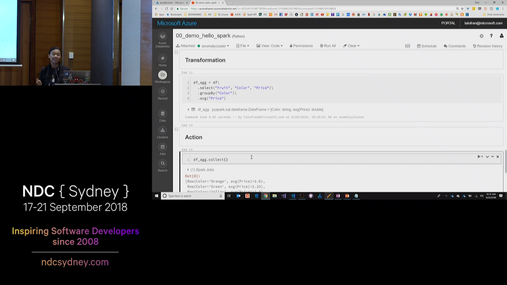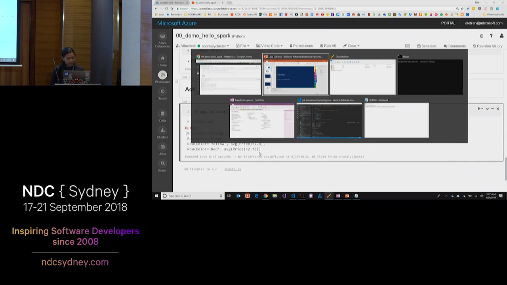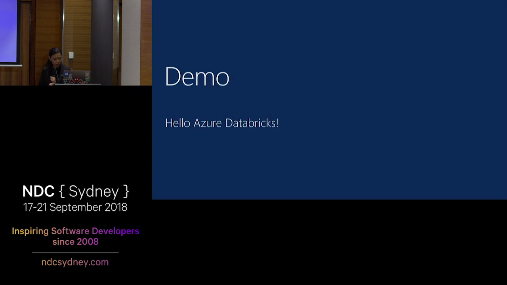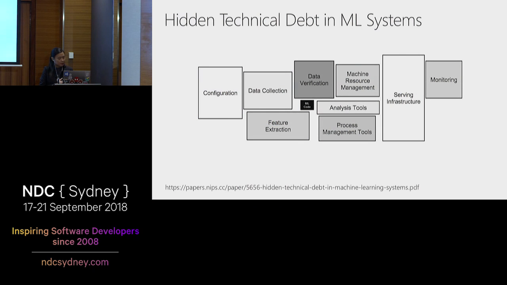And then when you trigger the action, you only find out that you've already passed your bug. So that's probably one of the biggest hurdles when you're starting off developing on Spark. OK, so jumping back to my slides. So that was a nice quick overview of Spark and Databricks.